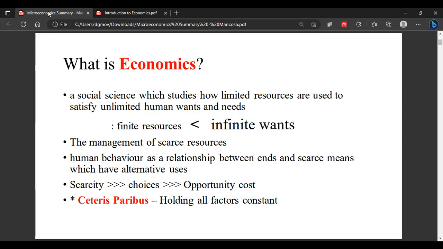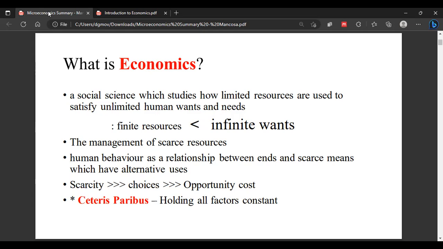Why do we call it a social science? Someone might ask. In science, it's very easy when you want to observe or find the relationship between two variables. You have test tube A as a sample and test tube B as what you want to observe when you expose it to certain changes.